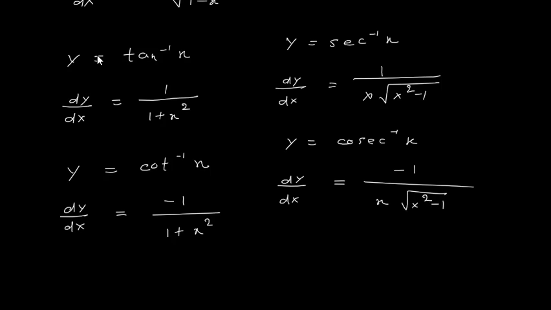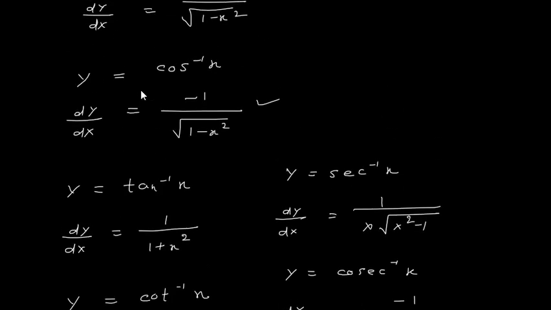Now, for tan inverse x, the derivative is 1 upon 1 plus x square. For cot inverse x, the derivative is minus 1 upon 1 plus x square. For sec inverse x, the derivative is 1 upon x root of x square minus 1. And for cosec inverse x, the derivative is minus 1 upon x root of x square minus 1. So these are the derivatives for inverse trigonometric functions. We have 6 inverse trigonometric functions and these are their formulas.